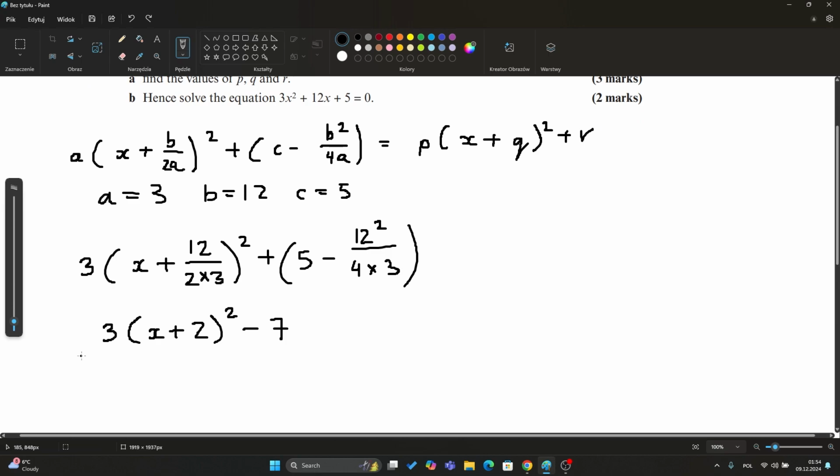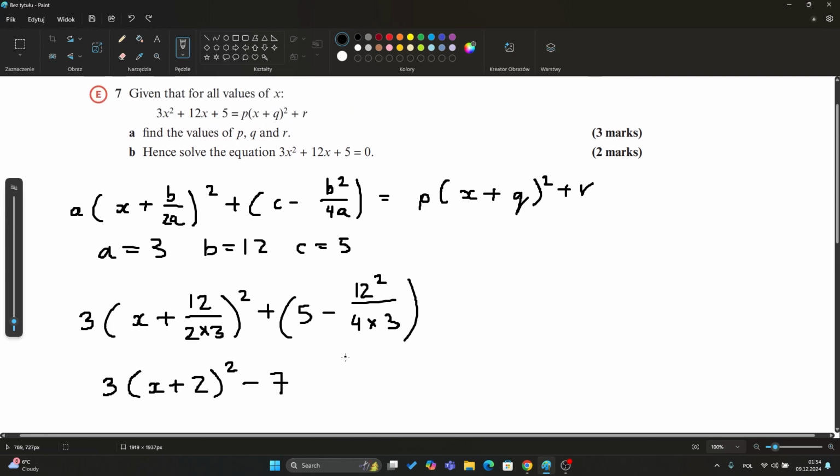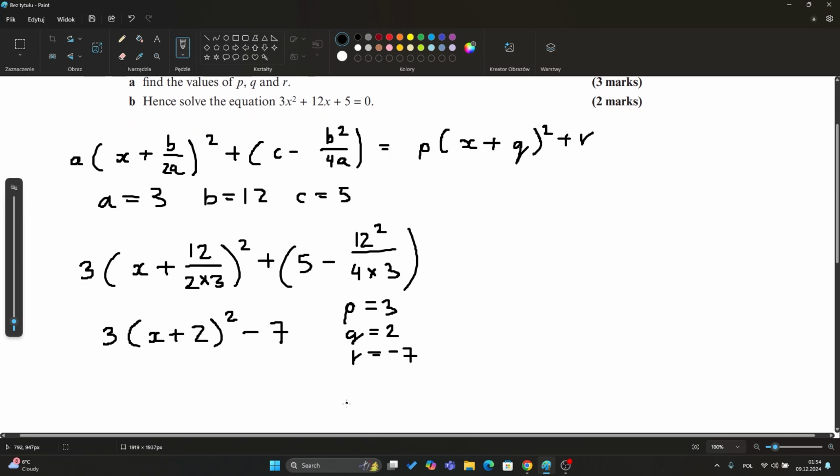And so we plug in the numbers, and we get 3 bracket x plus 2 bracket squared minus 7. And so we can determine the values. So p equals 3, q equals 2, and r is equal to negative 7.